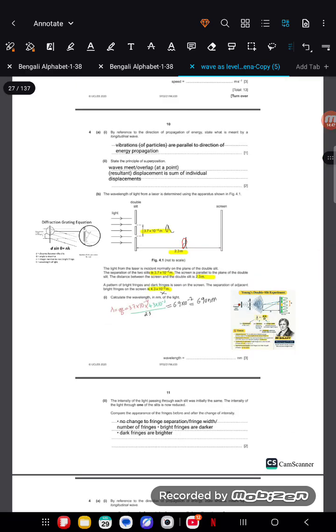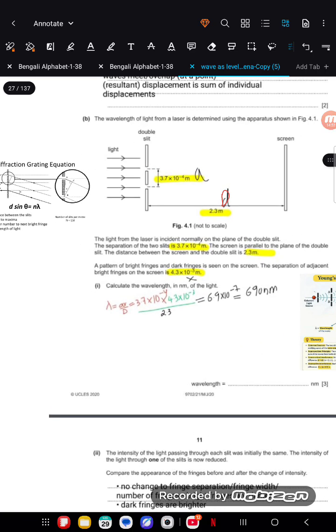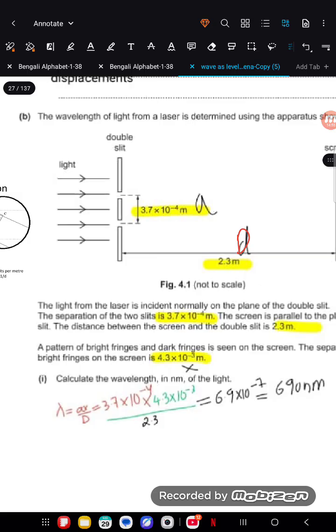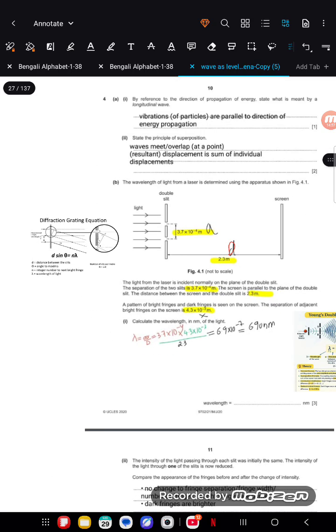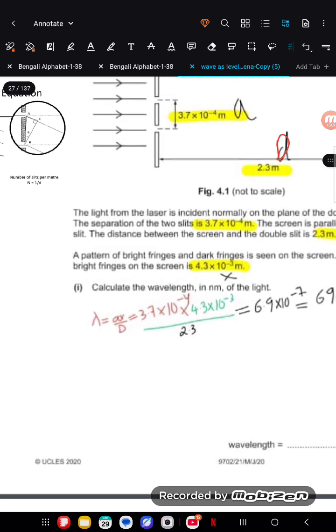And so this is May June 2021, question number 4. Let's see what they're asking. Here they have given you two things, a and D. But they did not give you what they are asking. They are saying find the wavelength.